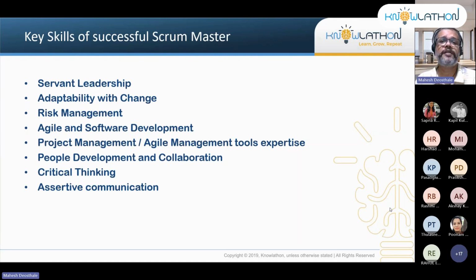Every individual comes with their own leadership style. There are 6 to 8 widely defined leadership styles across the industry, and servant leadership is one of them. Now, even though your leadership style could be something different, to play this role, you will be required to adopt or be very well in this leadership style.